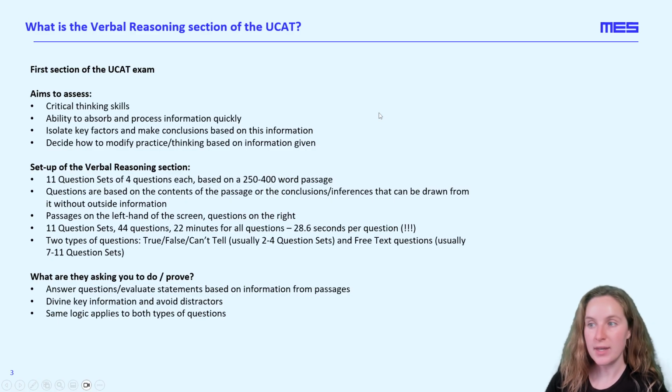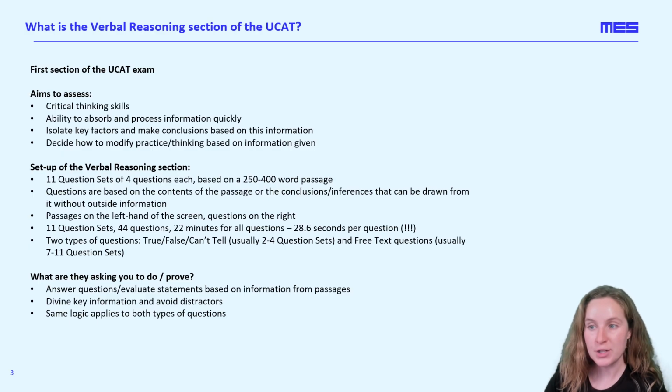Now, the verbal reasoning section of the UCAT is the first section of the UCAT exam. So if you know about the UCAT exam at all, you'll know that it's computer based, that you are taking it within a certain amount of time, and that there are different sections testing different skills that you need to show your skills and your capacities for studying medicine.